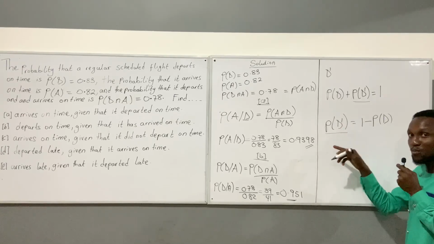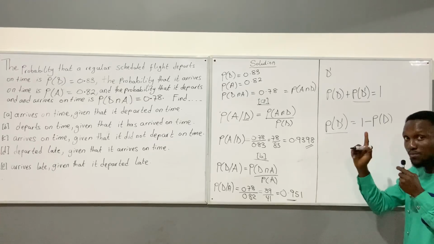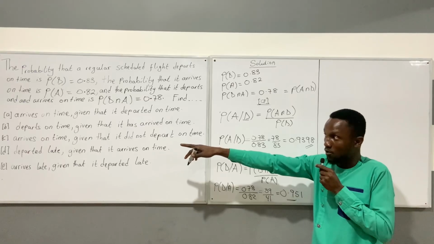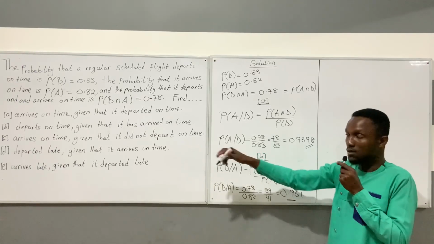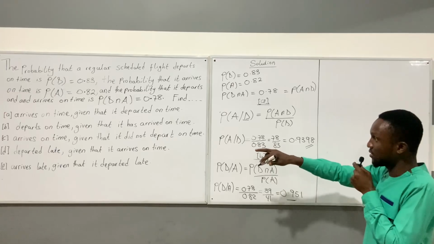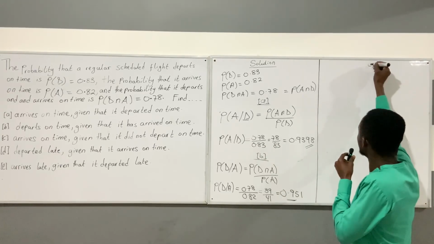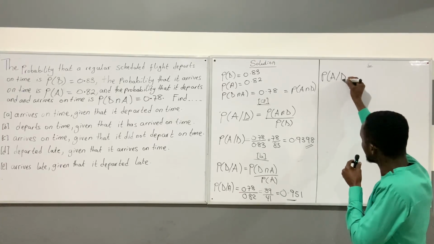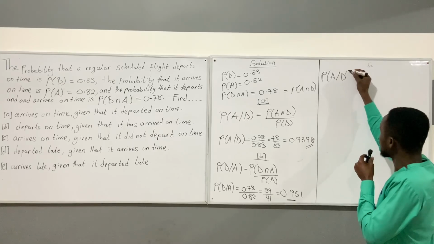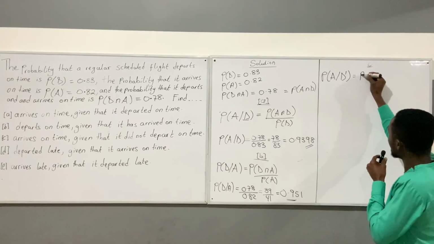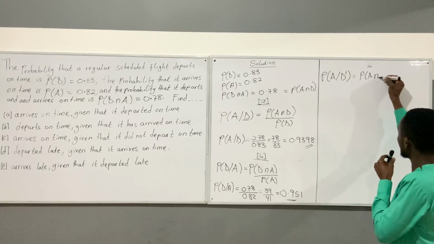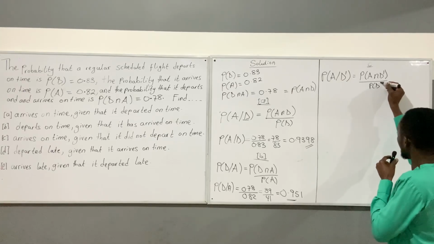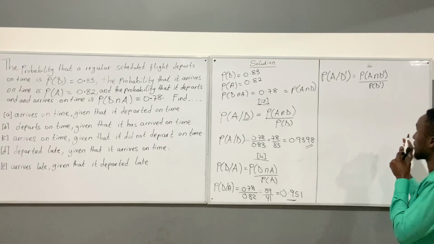So let D complement represent the fact that it did not depart on time. From what we just learned, let us write the conditional formula for question C. He said that arrives on time given that it did not depart on time. So this is giving us P of A given that it did not depart on time. And that is going to give us the formula: the probability of A intersection D complement divided by the probability of D complement. We all understand this.